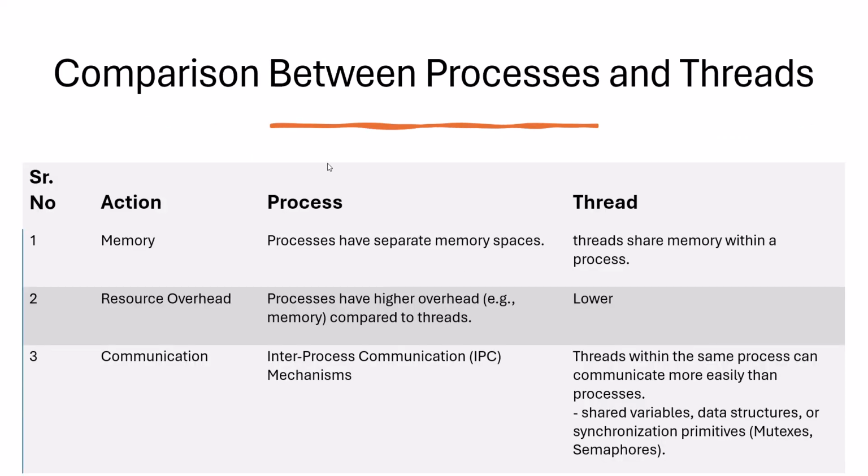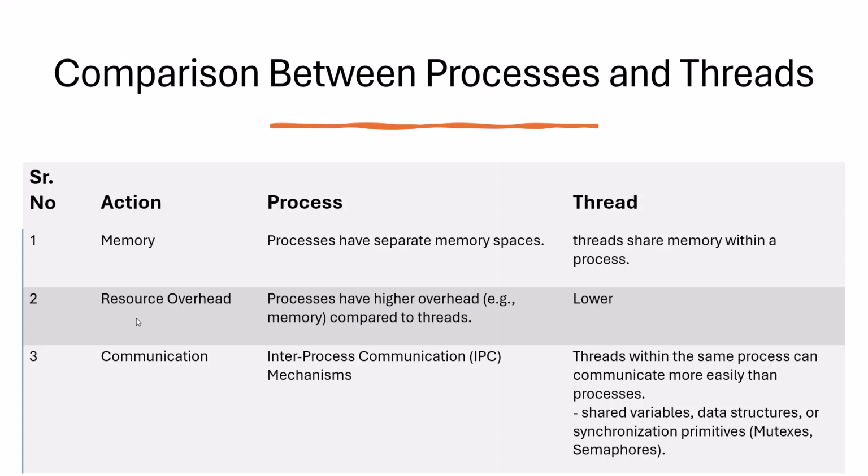So now let's see the comparison between processes and threads. There are some elements through which we can see the difference between the two concepts. One is memory. Processes have separate memory spaces, as I said before, and threads share the memory between the threads within a single process. This is one of the very important and main differences between process and threads, and because of this shared memory, threads are lightweight compared to processes.